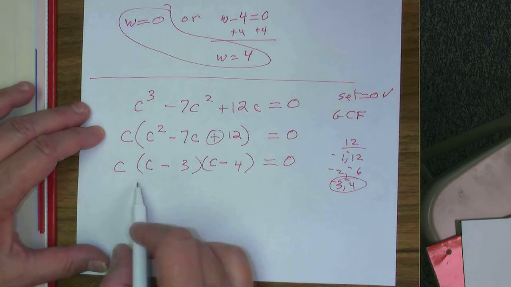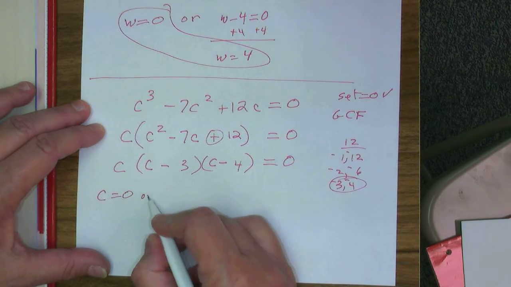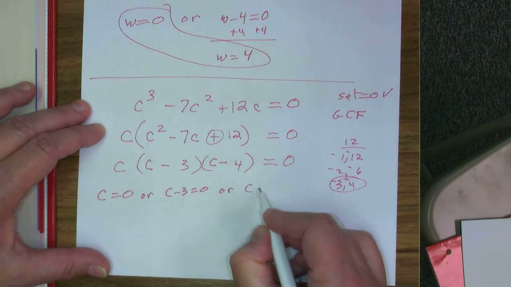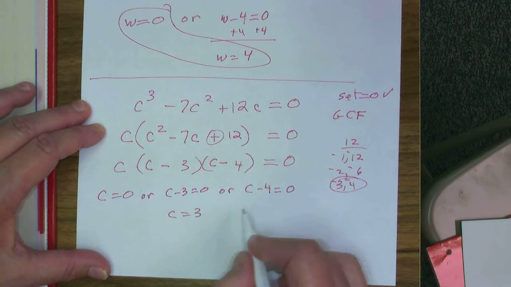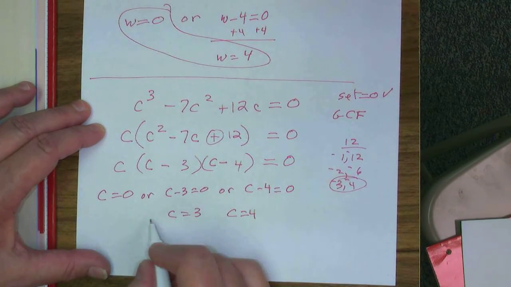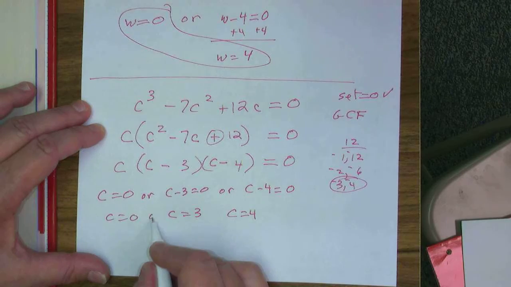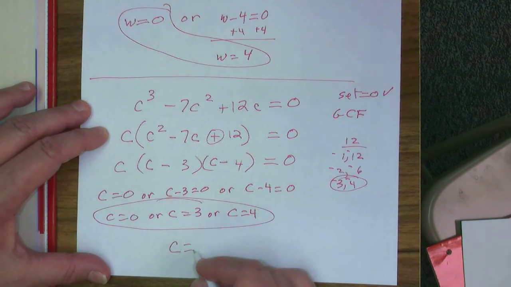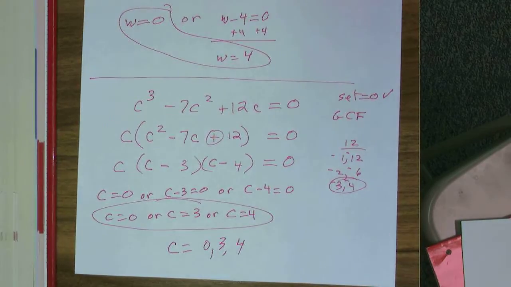Again, each factor could be 0. This can be 0. This could be 0. The last one could be 0. So if you add 3, you get c equals 3. You add 4, you get c equals 4. So we'll put it in a straight line here, c equals 0, or c equals 3, or c equals 4. Some people will just write c equals 0, 3, or 4, like that.